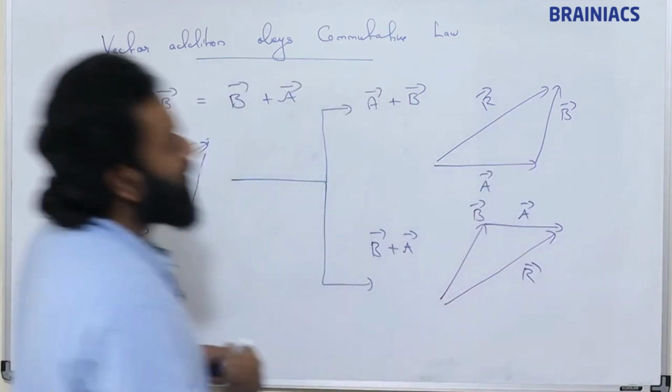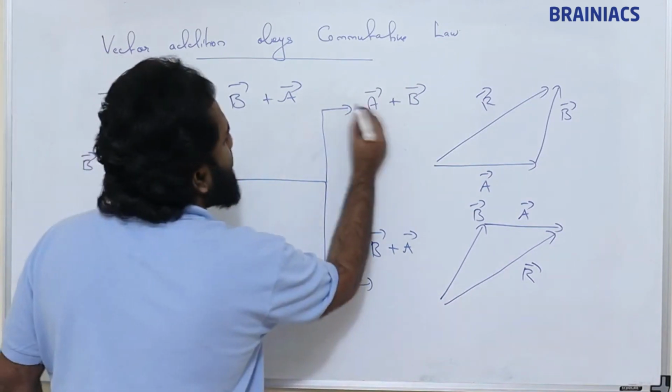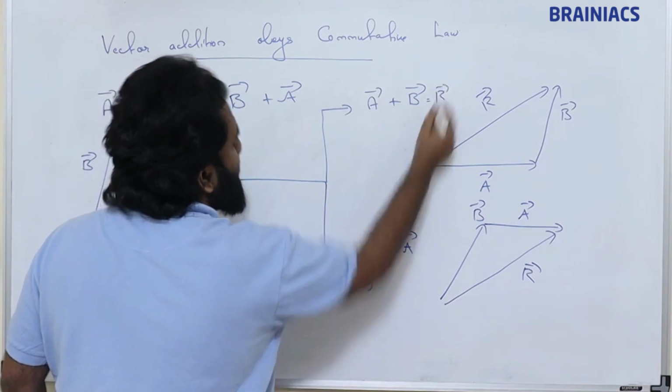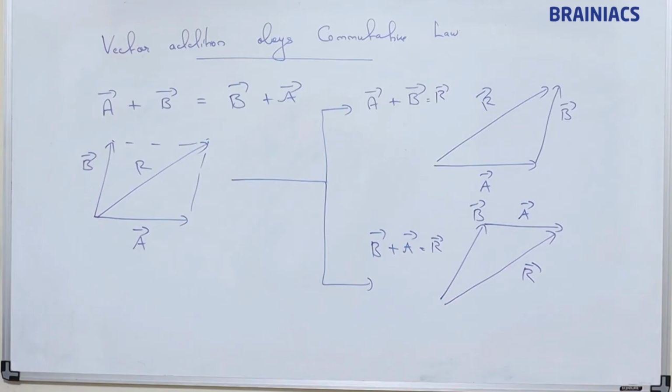So both are the same in magnitude and direction. So we can say vector addition obeys the commutative law. Okay, so the resultant is A plus B as well as B plus A. Both are the same. This is also the resultant, and we get the same result.